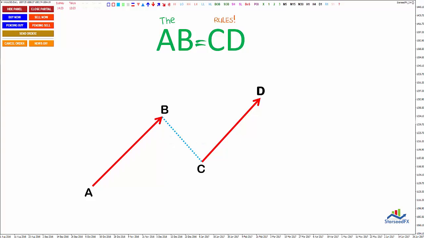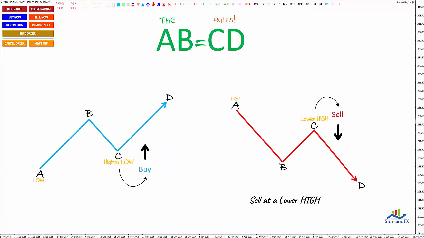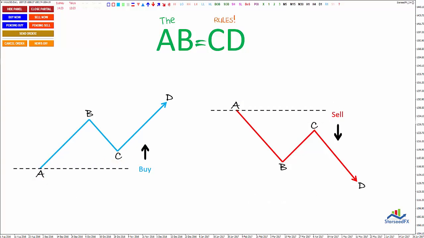Your entry is always at C, where C is a lower high in a downtrend for selling, or C is a higher low in an uptrend for buying. For buying, C cannot be lower than A. For selling, C cannot be higher than A. If C is passing A, then the AB equals CD pattern becomes invalid.